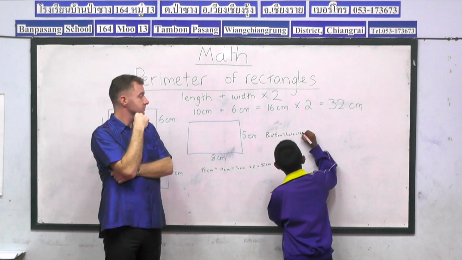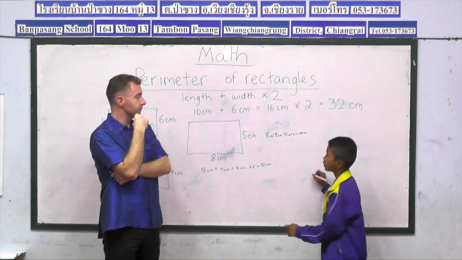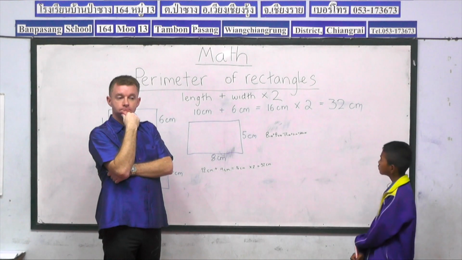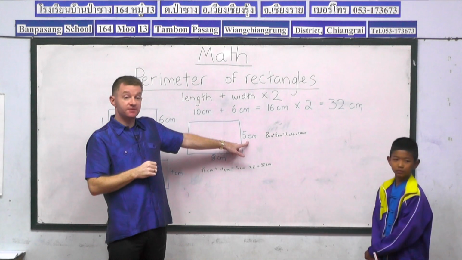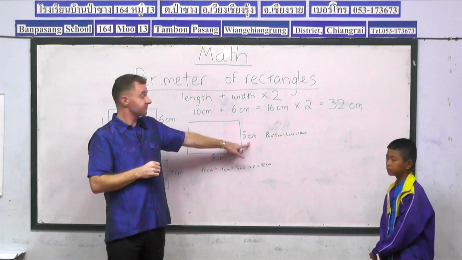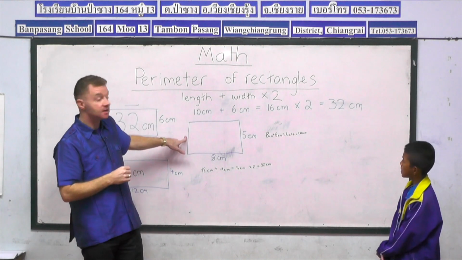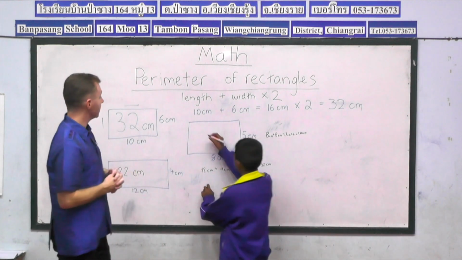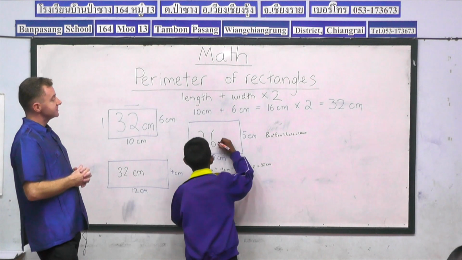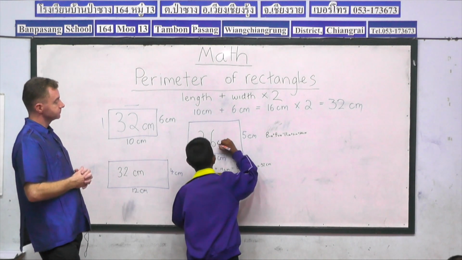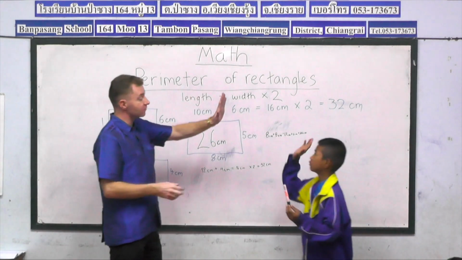Yes? 26 centimeters. Okay, is that correct? Yes. 8 plus 5 is 13. If we add another 8, 21. If we add another 5, 26. So Pat, you can write inside the rectangle 26 centimeters. Brilliant. High five for Pat and a big round of applause. Well done, Pat.